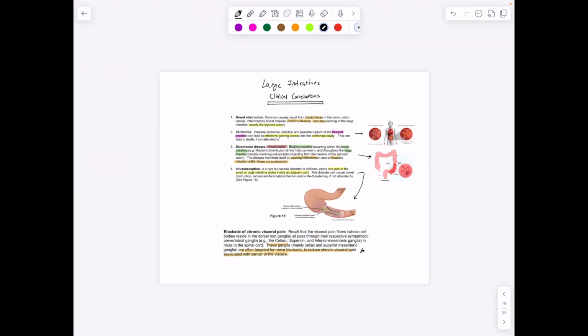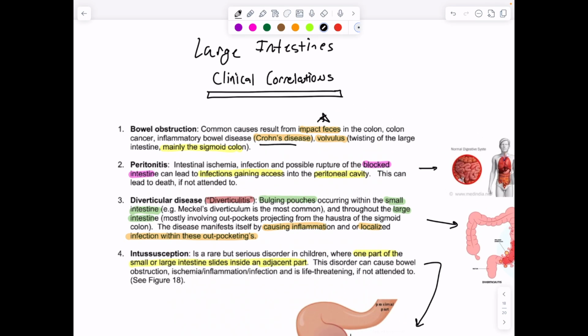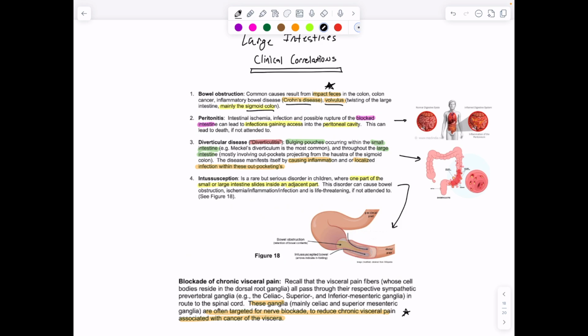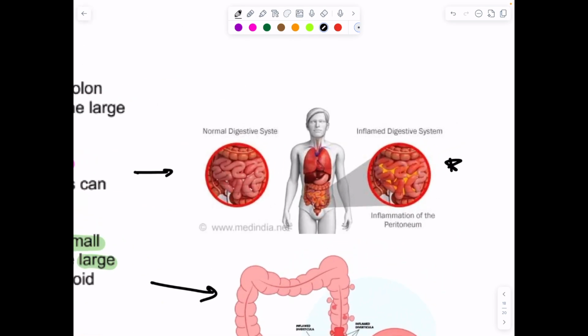Large intestine clinical correlations. So bowel obstruction: basically, if you have a whole lot of feces impacted in your colon, you can get backed up. Typical causes are, say, Crohn's disease or volvulus, a twisting of the large intestine, mainly the sigmoid colon, or extra feces, you just haven't pooped in a while. Peritonitis comes from intestinal ischemia, lack of oxygen, infection, possible rupture of the blocked intestine, and then infection gaining access to the peritoneal cavity. So peritonitis is basically an infected peritoneal cavity. This can lead to death. You can see it here, inflamed digestive system. This is normal. This is inflammation of the peritoneum.